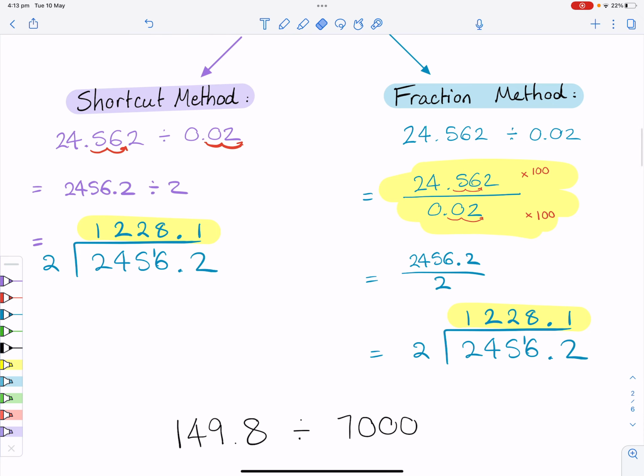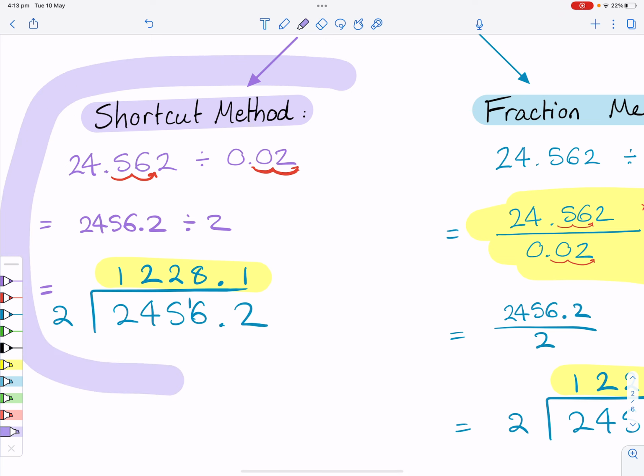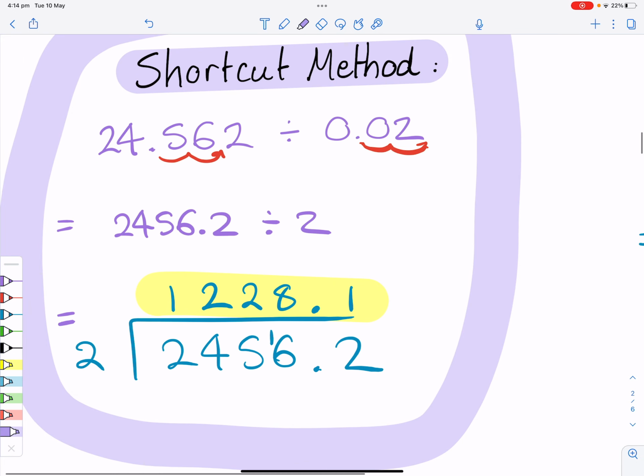Okay, so this purple solution is the way that I would recommend doing these divisions with decimal numbers. Just make sure you're pushing the decimal place equivalently between these two numbers and you'll be fine.